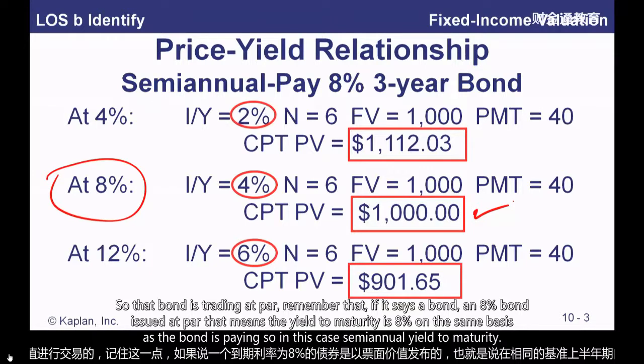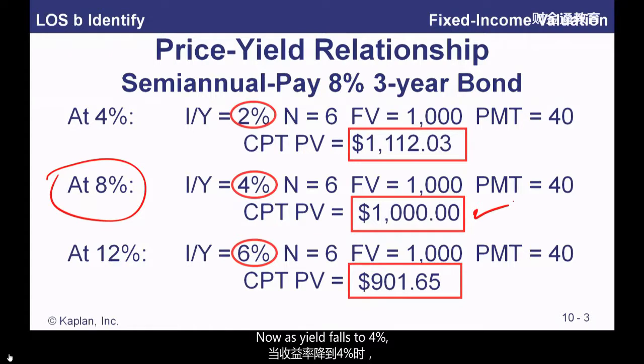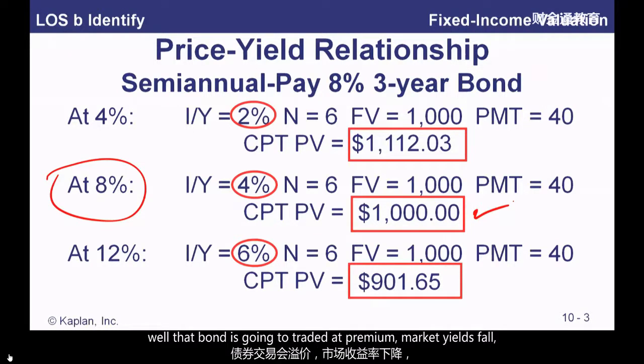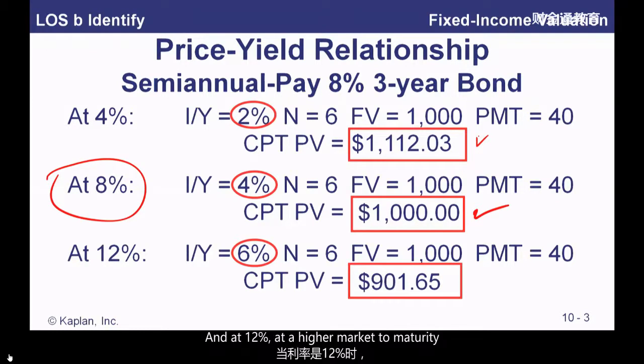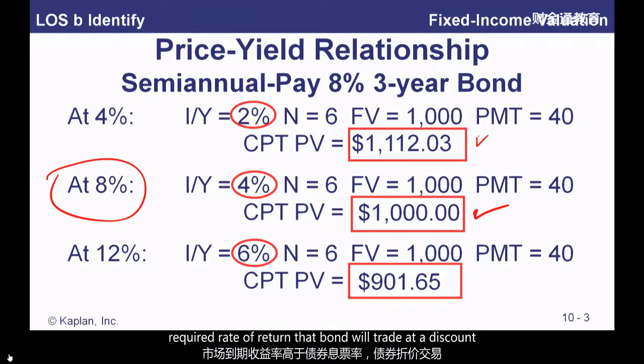Remember that. If it says an 8% bond is issued at par, that means that the yield to maturity is 8% on the same basis as the bond is paying. So in this case, semi-annual yield to maturity. Now, as the yield falls to 4%, that bond's going to trade at a premium. Market yields fall, the present value of that stream of payments goes up, and here we've got $1,112.03. And at 12%, at a higher market yield to maturity, required rate of return, that bond will trade at a discount.